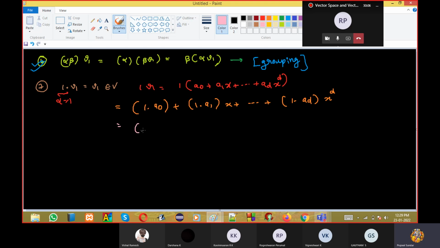Now 1 into a0 is a0. This is a1x, till ad x power d. Now this is equal to v1. This belongs to the vector space. So I can say the seventh property is satisfied. Hope it's clear. Is the seventh property clear?